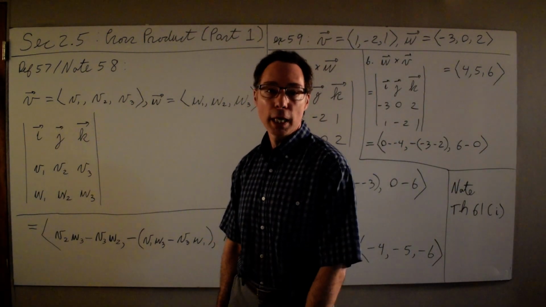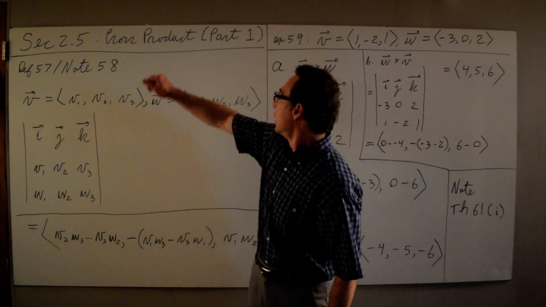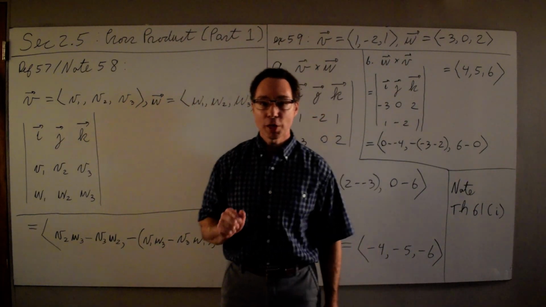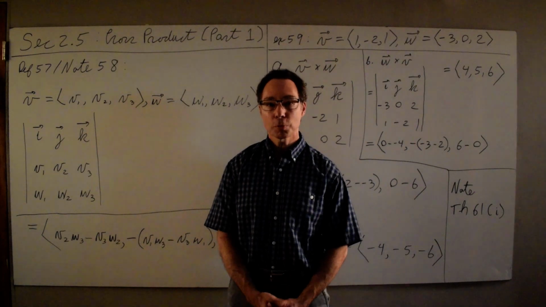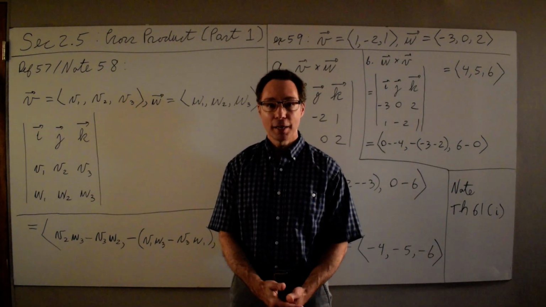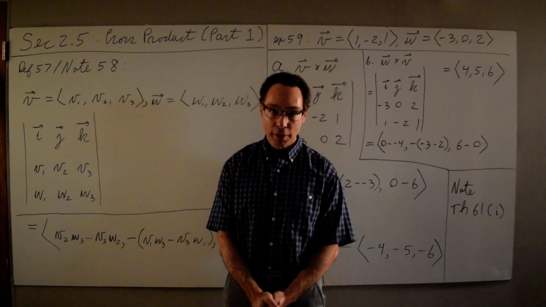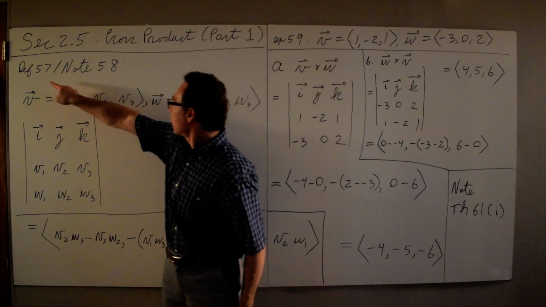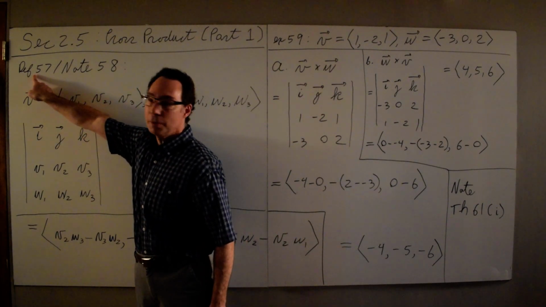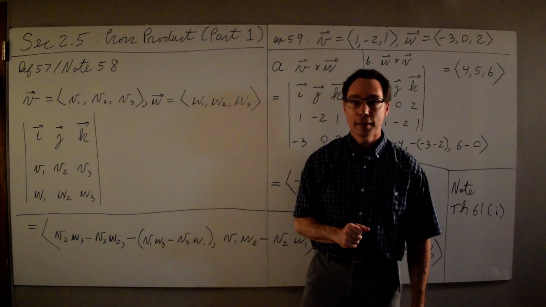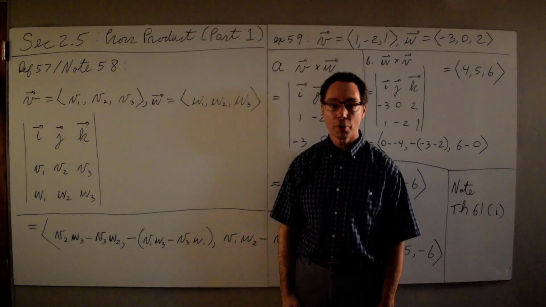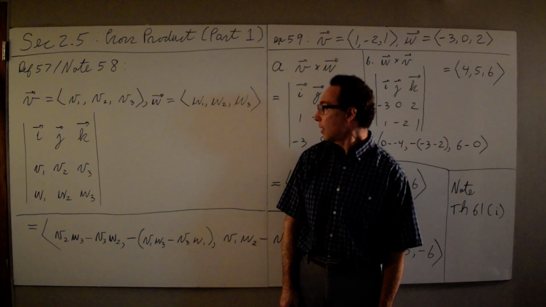This is the first video on section 2.5, the cross product. I've been saying in other videos that the dot product is a number and the cross product's a vector, but I didn't actually tell you what the cross product is. And so the cross product, we have definition 57 and note 58. Note 58 is a nice handy way to remember how to calculate the cross product.